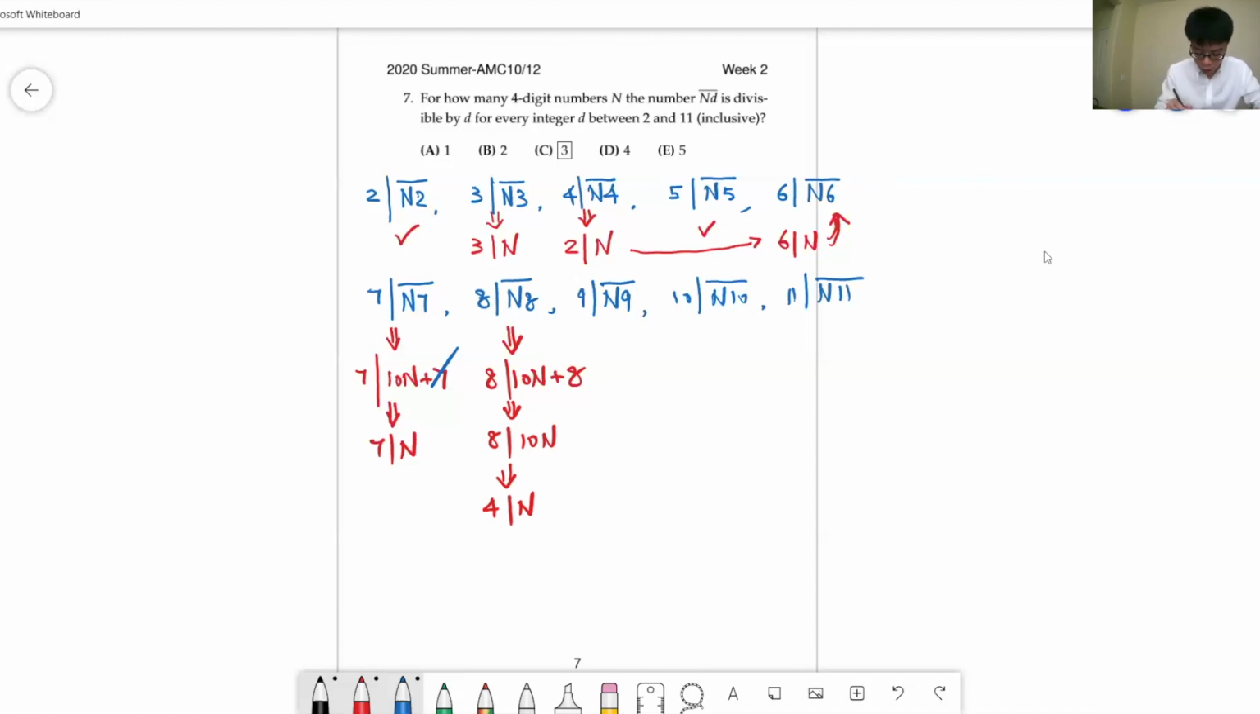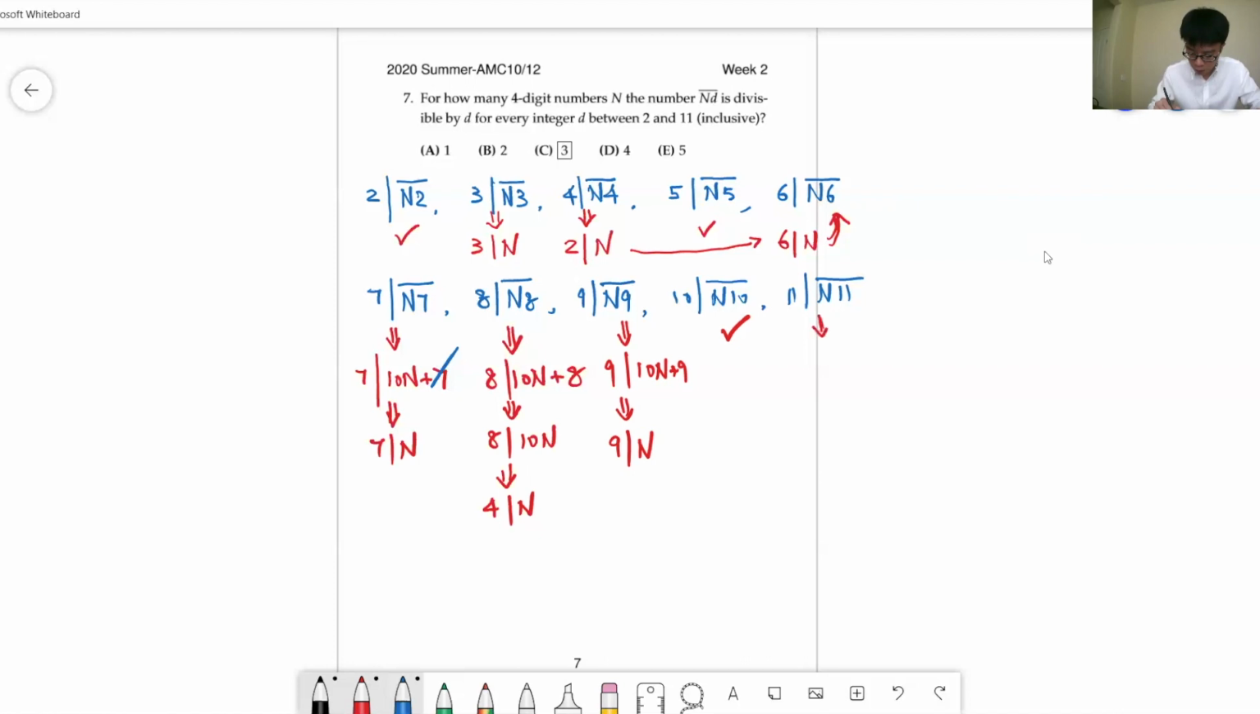Now let's go to 9. A number is divisible by 9 as long as the sum of its digits is divisible by 9. That's exactly the same as 3. So we have this 10n plus 9, which is divisible by 9. So that means n is divisible by 9. Okay, and for 10, this is automatically true because the last digit is 0.